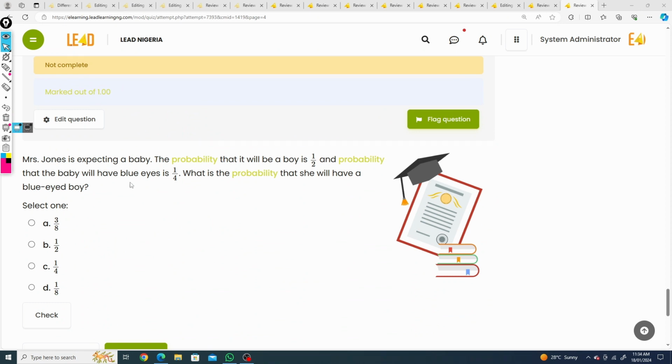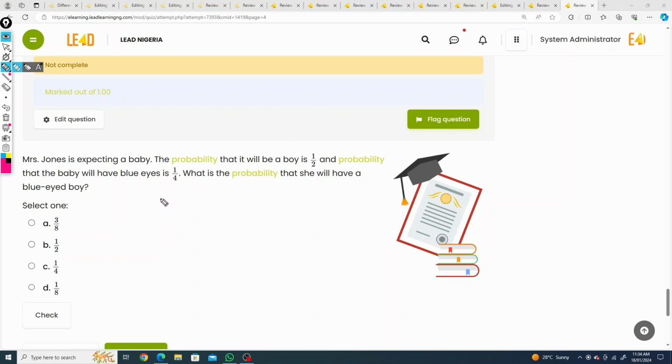Okay. Next is Mrs. Jones is expecting a baby. The probability that it will be a boy is half, and the probability that the baby will have blue eyes is 1 out of 4. What's the probability that she'll have a blue-eyed boy? Okay, so this question was just repeated from the former, right? The probability that it is a blue-eyed boy.